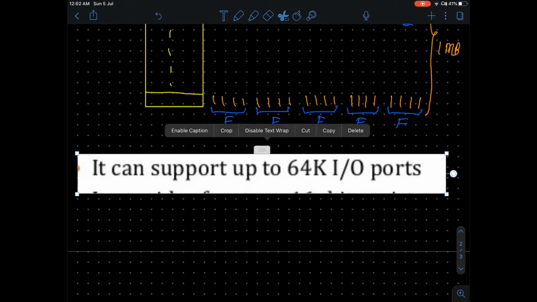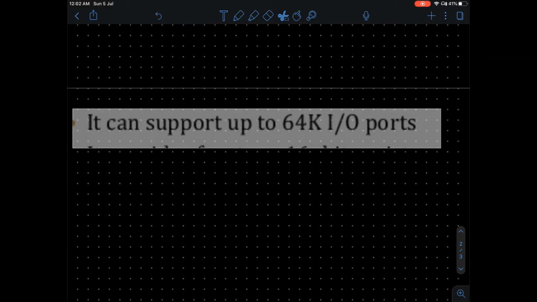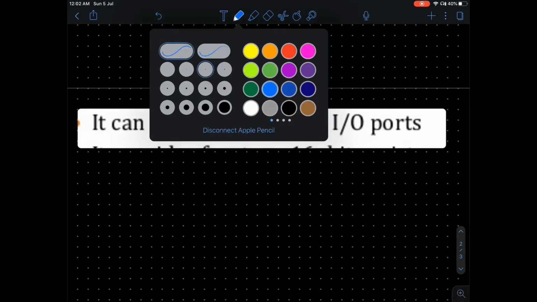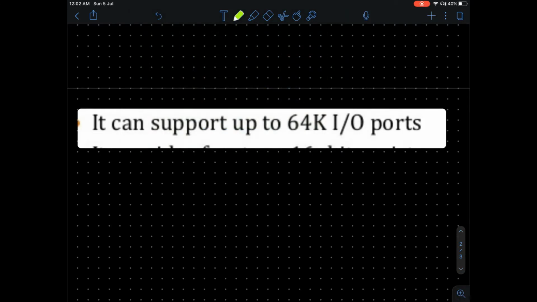It can support up to 64K I/O ports. First we have to see the meaning of I/O ports, and then what 64K means and what an I/O port means. We'll discuss this with the help of a diagram.